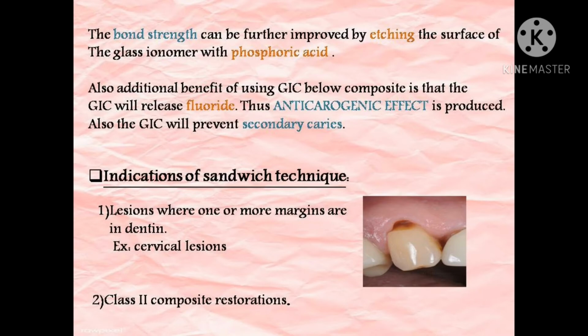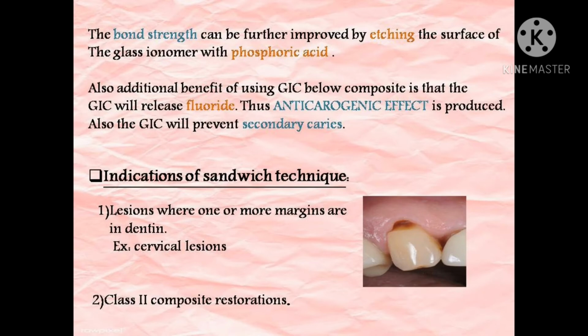Now, there are two additional benefits of using GIC in the sandwich technique. One is that the GIC will release fluoride, thus anti-cariogenic effect is ensured. And the other one is that due to the adhesive effect of GIC, it has the potential of reducing infiltration of oral fluids at the cement tooth surface. Thereby, it will prevent secondary caries.